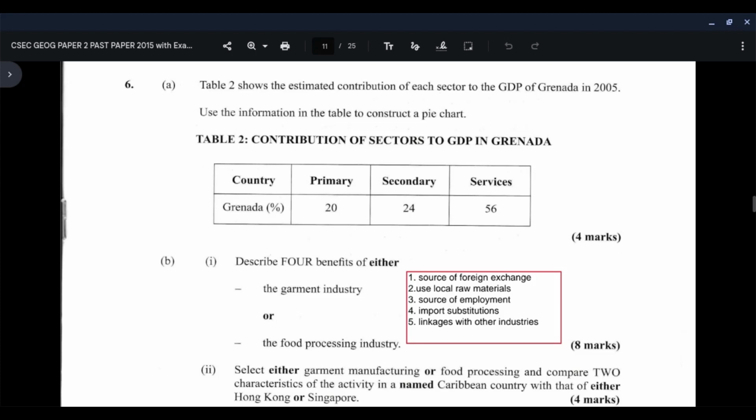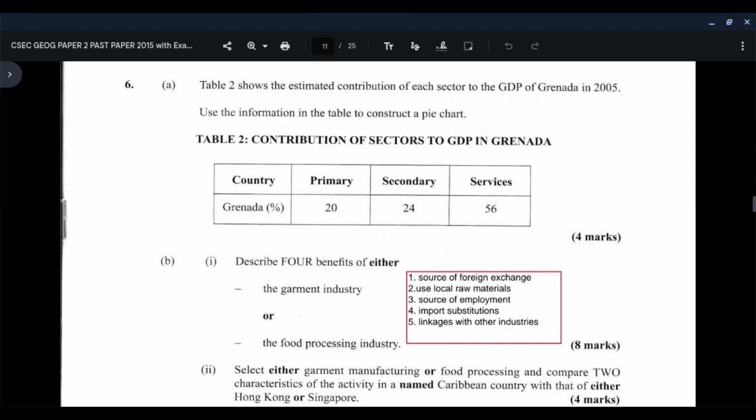So let's start with primary. It would be 20 over 100, which is a percentage, and then you multiply that by 360. Once you did that, you'll realize that you'll get 72 for your answer. So 72 degrees from that pie chart should be dedicated to the primary sector.